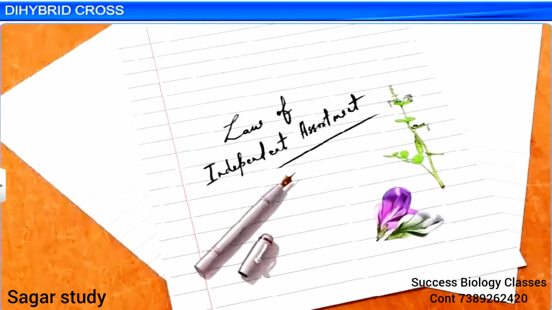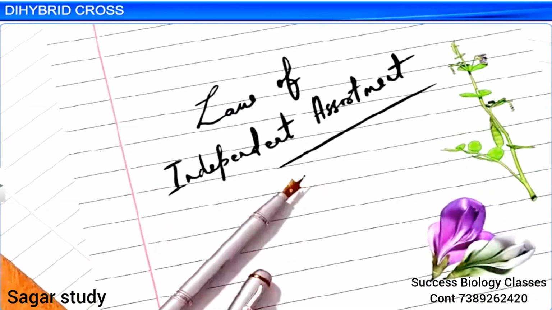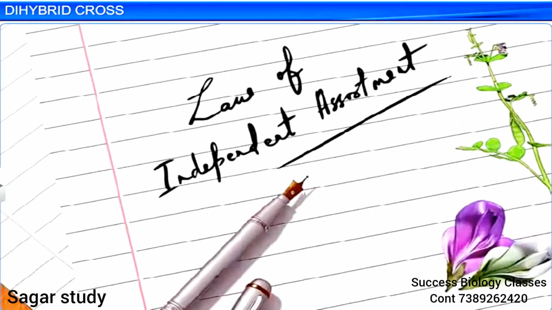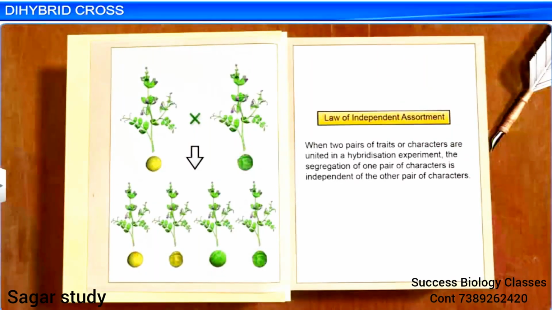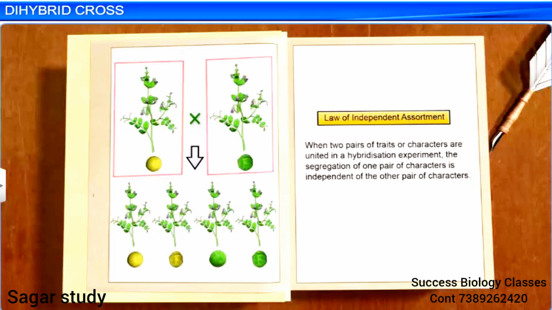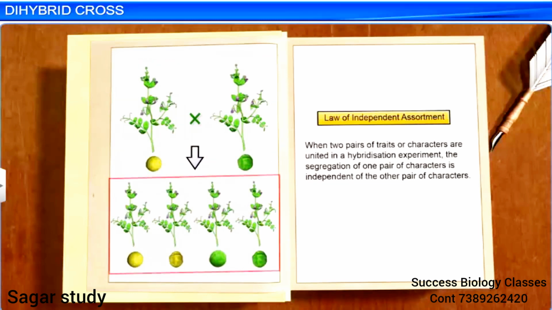From such observations on dihybrid crosses, Mendel proposed a new set of generalizations, which was later called the law of independent assortment. According to this law, when 2 pairs of traits or characters are united in a hybridization experiment, the segregation of one pair of characters is independent of the other pair of characters.